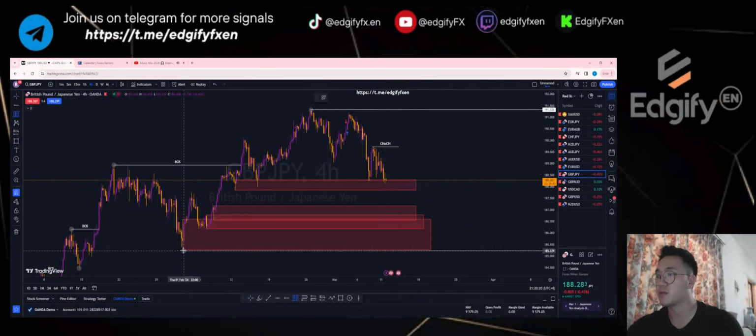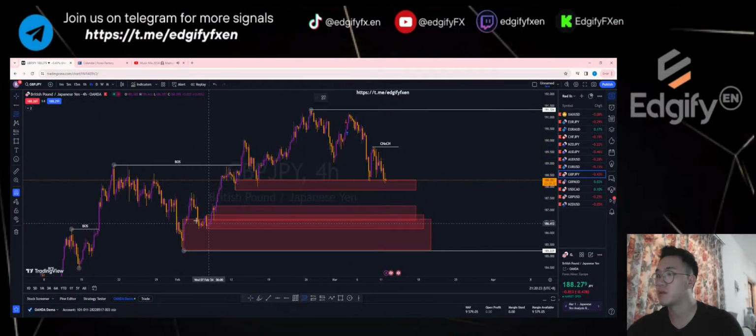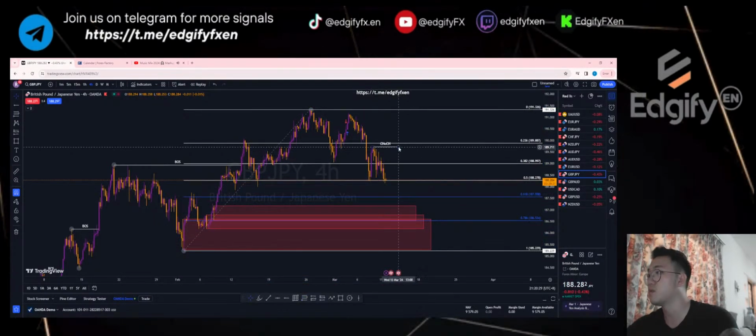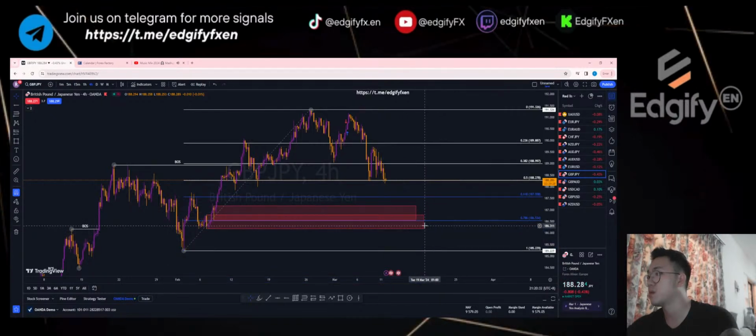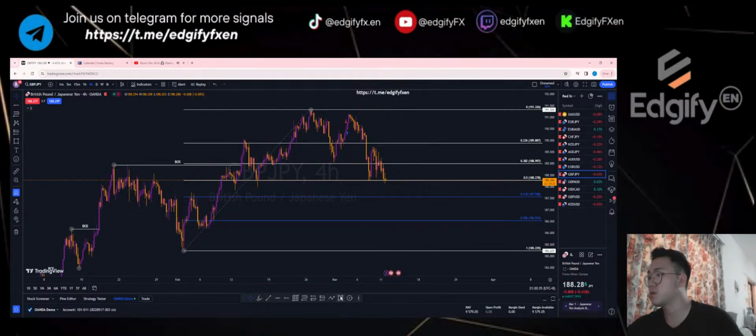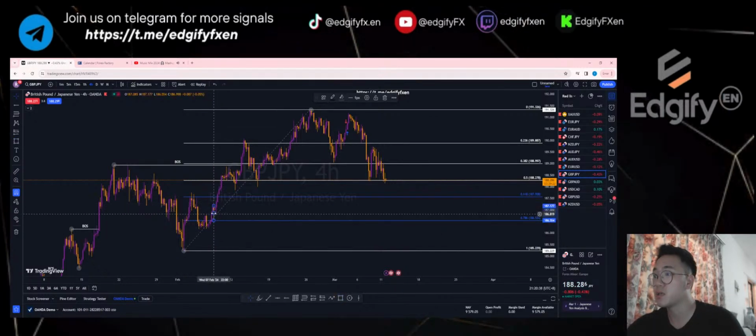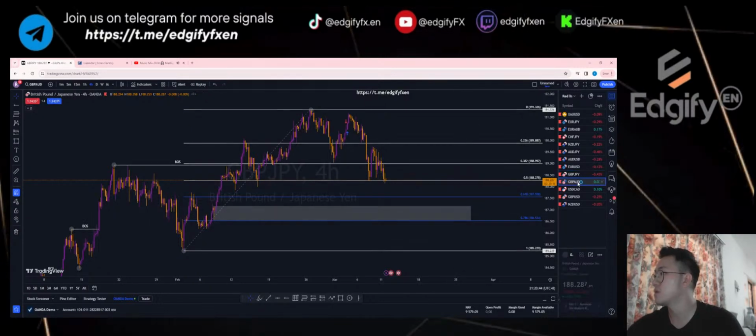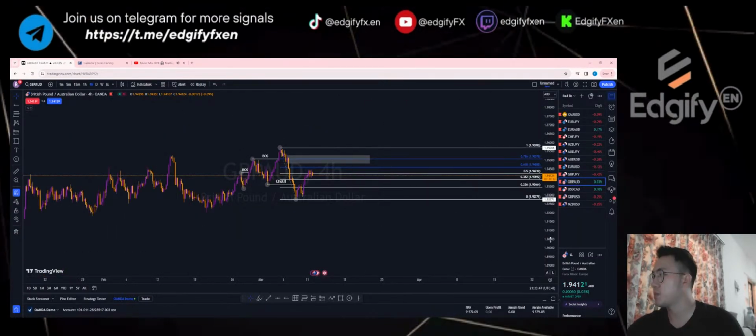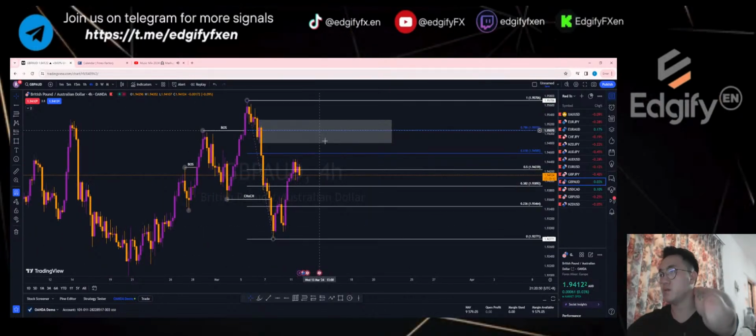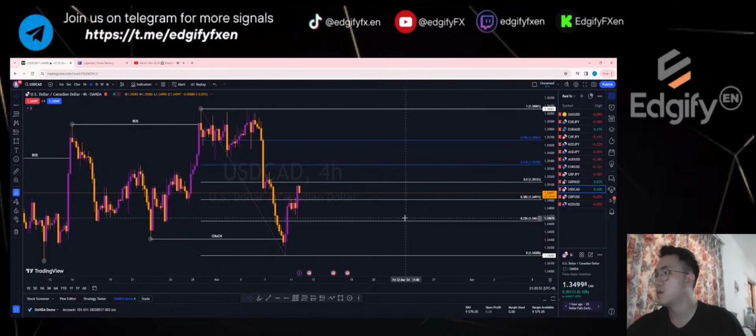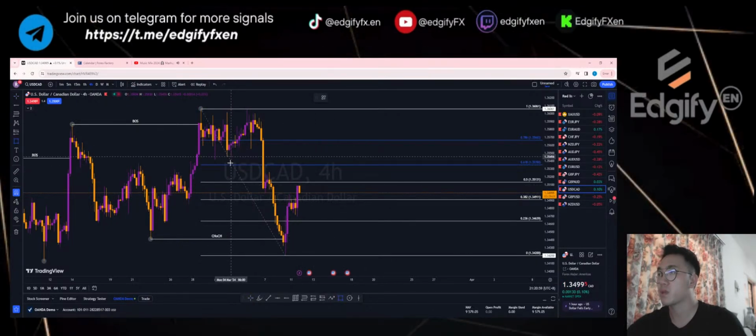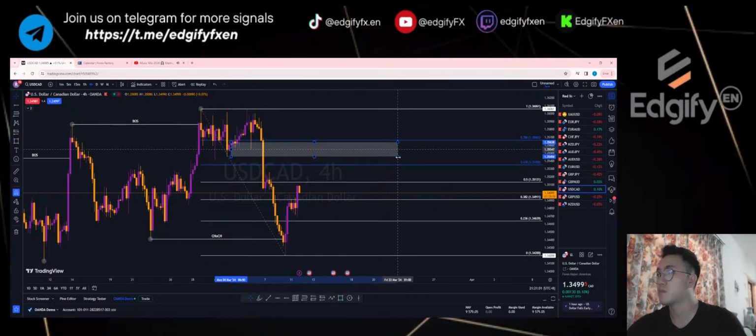No, I think I'll just refine it. I won't be using this level. I'll be using this specific one instead. This will be for GBP JPY on the hour 4. GBP AUD, this is my hour 4 as well, at this level. USD CAD as well. This level here.